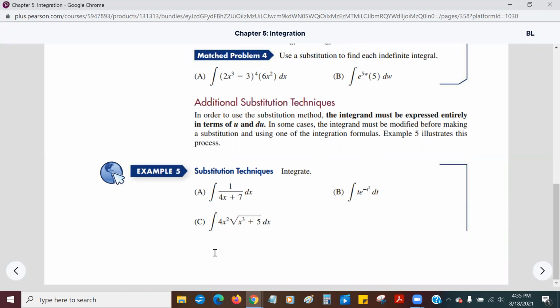Let's look at c. So the integral, or the derivative, so here I have square root of x cubed plus 5. That's my composite function, because it's like a function within a function. The derivative of x cubed plus 5 is going to be 3x squared. Now here I have 4x squared, so it's kind of close. I have the x squared right, just have a 4 instead of a 3.